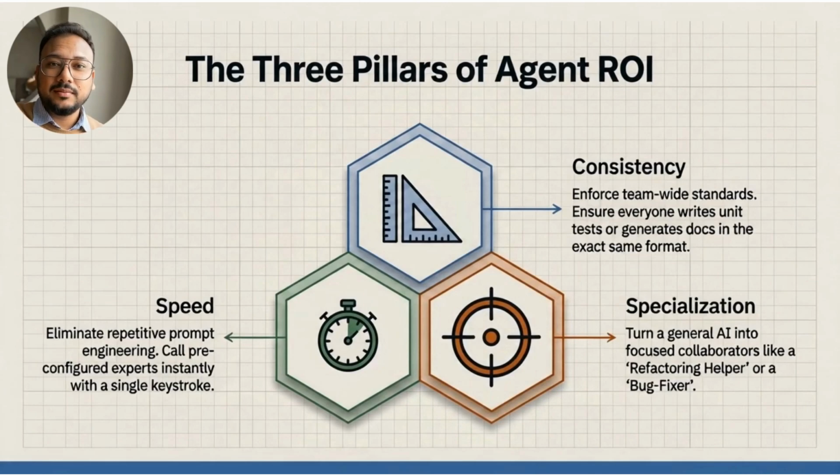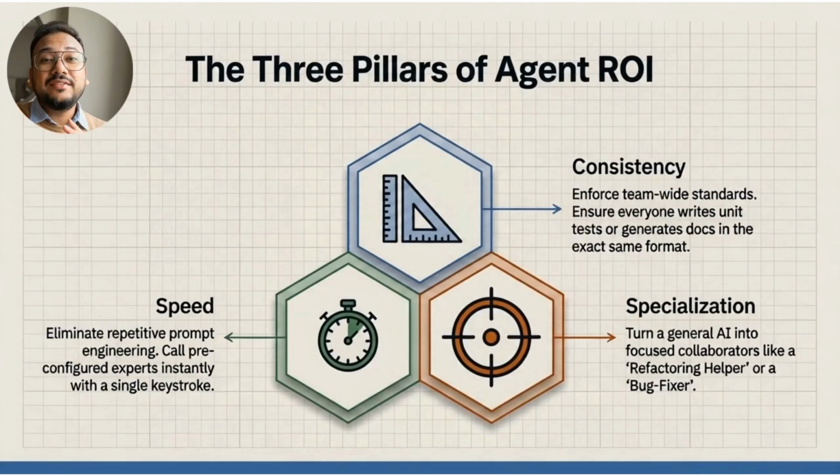Second, speed. You save a massive amount of time by not having to retype complex prompts. Instead of writing a 5-paragraph essay to get Copilot to review code for security flaws, you can just call on your security review agent. And third, specialization.